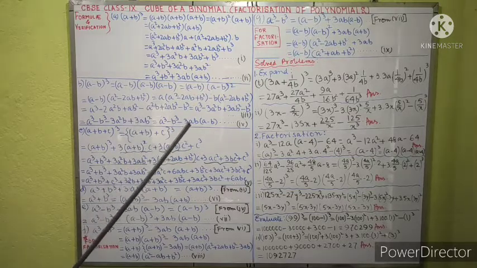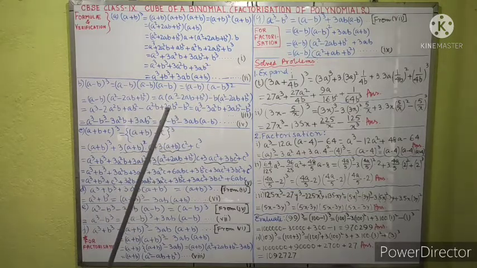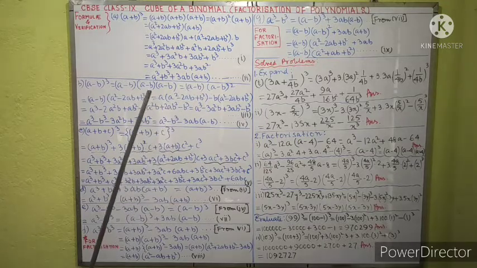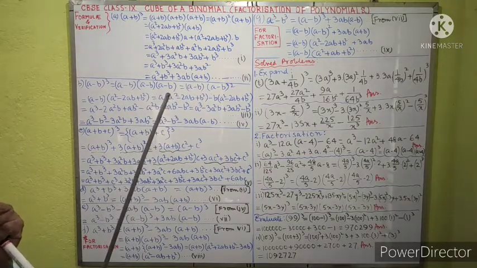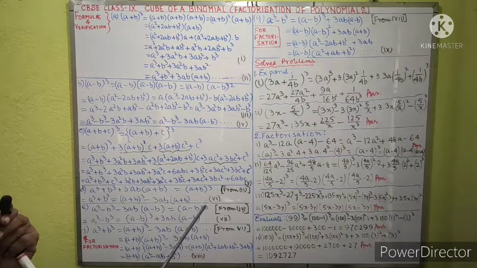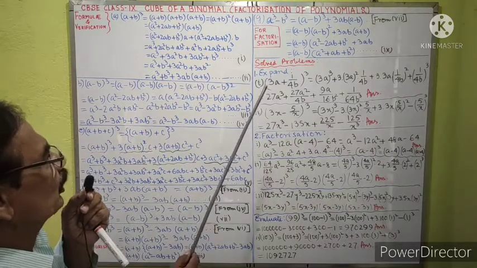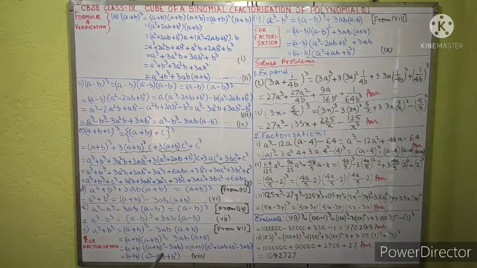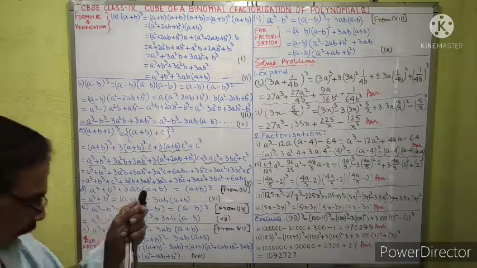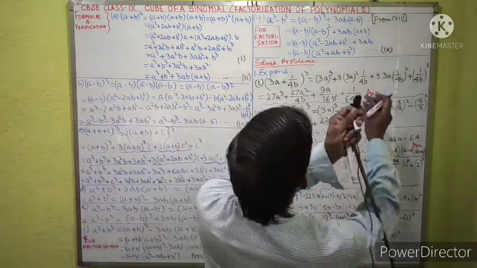The other formula for factorization is a cube minus b cube, this is number 9. Again, a cube minus b cube we are getting from 7: (a minus b) whole cube plus 3ab into (a minus b). After breaking down (a minus b) whole cube, we are getting (a minus b) into (a plus b) whole square plus 3ab into (a minus b). This will be a minus b.